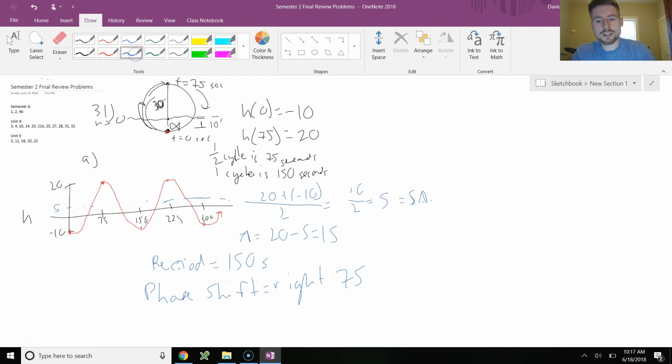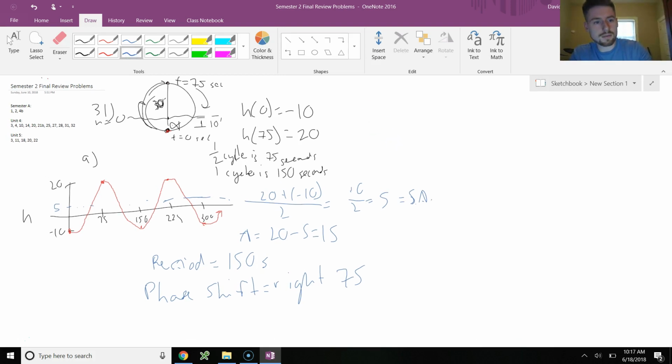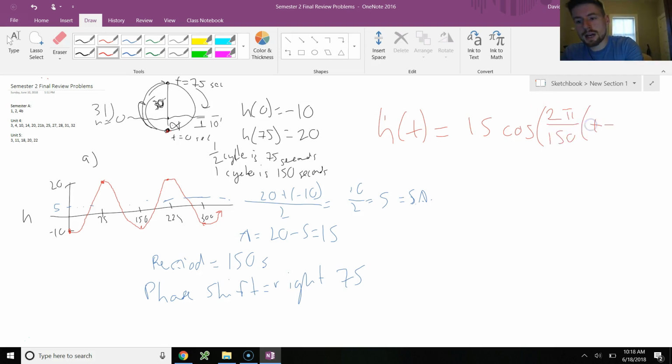So using all this information, we can come up with our equation for the height. In red, we have h of t is equal to the amplitude, 15, cosine of 2 pi divided by the period, 2 pi over 150, times t minus the phase shift, 75, plus the sinusoidal axis, 5. And so that function right there would model this height for the fish.